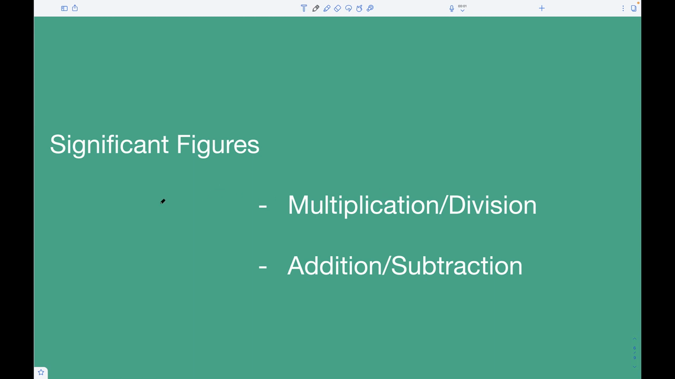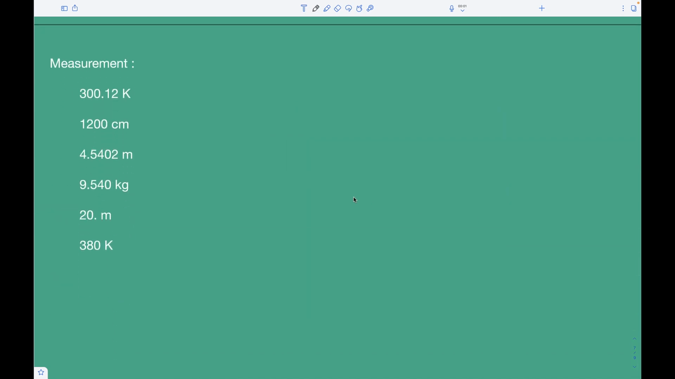Friends, in this video, we shall try to understand the number of significant figures the results of these arithmetic operations must contain. But before that, let us refresh our understanding of significant figures. In this first example, we have a temperature of 300.12 Kelvin.